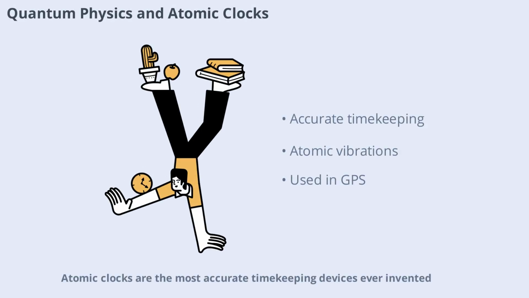Atomic clocks are the most accurate timekeeping devices ever invented, and they rely on quantum physics. These clocks measure the vibrations of atoms, which are incredibly consistent. Atomic clocks are used in GPS systems, telecommunications, and scientific research, making precise timing possible.